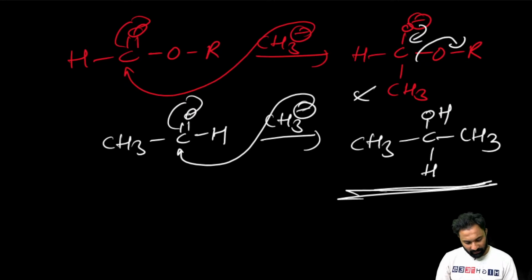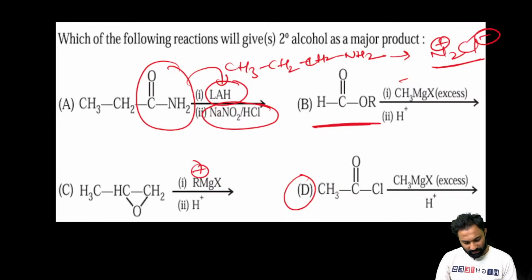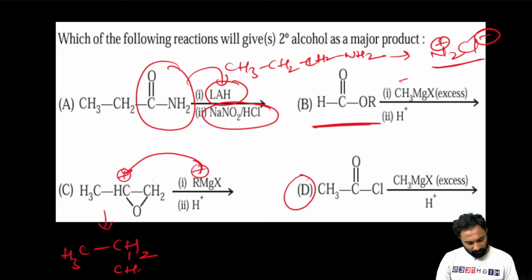But in the C, my dear friends, now C you have to cross check. C is the epoxide, right? Here the carbocation is stable. Now here the carbocation is unstable. Then if R is going to attack here, we are getting the primary alcohol, right? Now in the C we are getting the primary alcohol, not secondary. Now the answer is B. Now in the B we are getting the stable 2-degree alcohol.